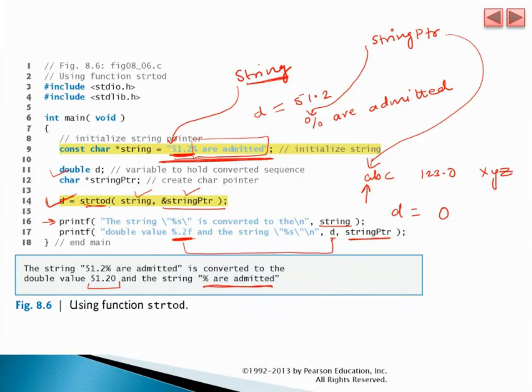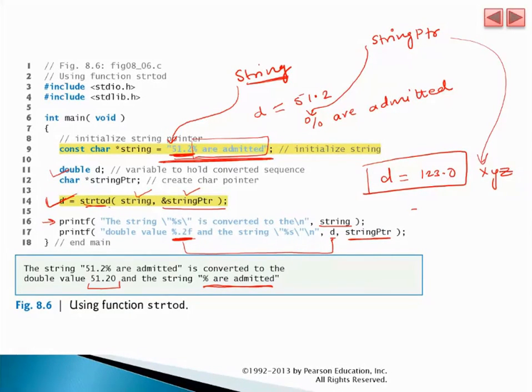If it finds a number, if this is the string 123.0 xyz, then this function will put 123.0 into d, and the string pointer will point to this location, the first character of the remaining string. Is it clear now? Yes, ma'am.